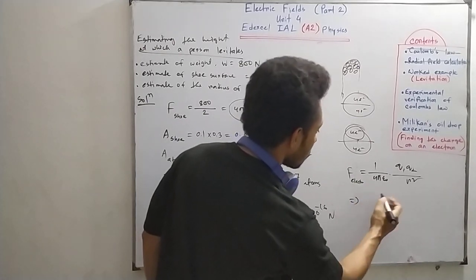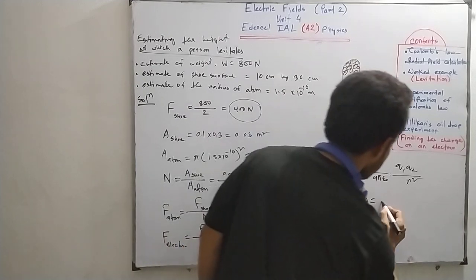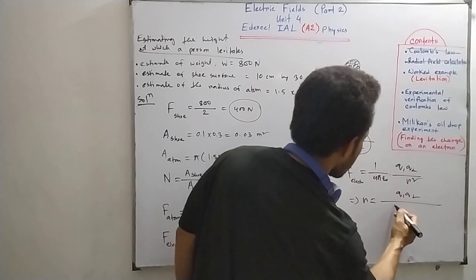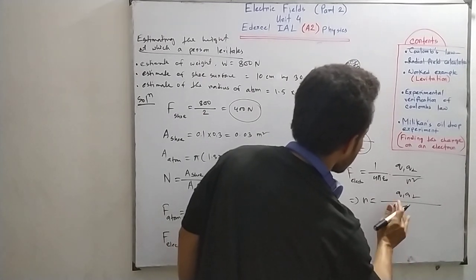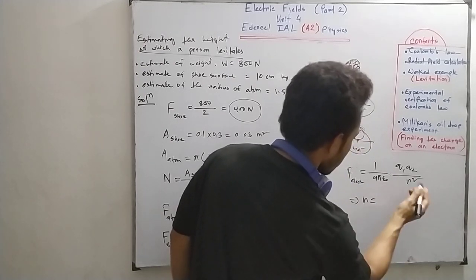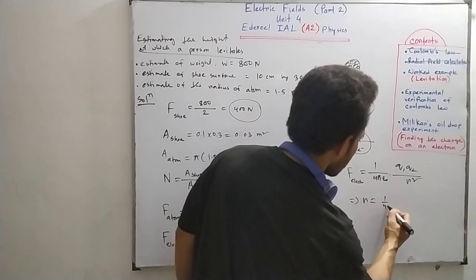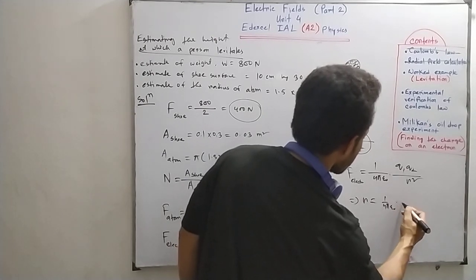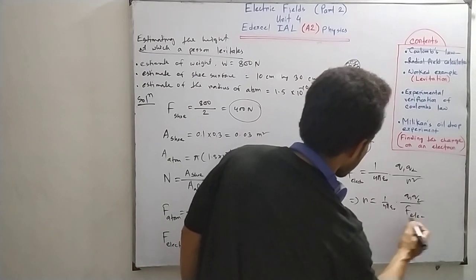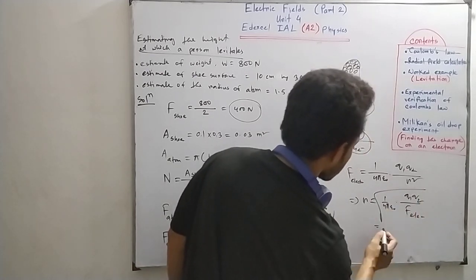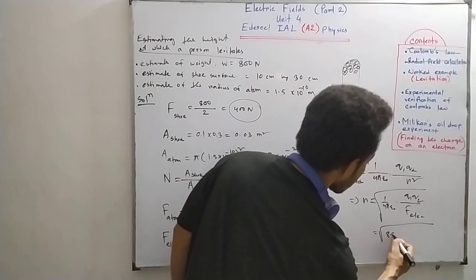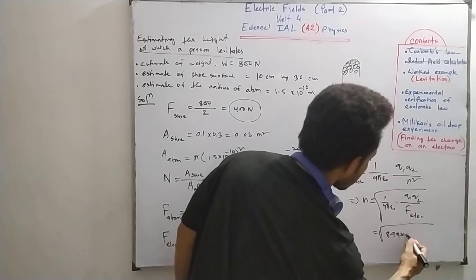Now, subject r: r equals the square root of Q1 Q2 divided by 4 pi epsilon naught F, that is, r is the square root of 1 by 4 pi epsilon naught into Q1 Q2 divided by F. Now you have the value 1 by 4 pi epsilon naught equal to 8.99 into 10 to the power 9.